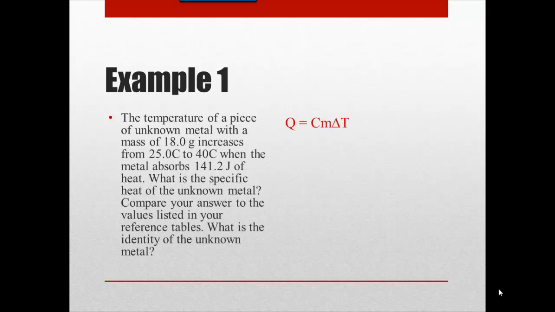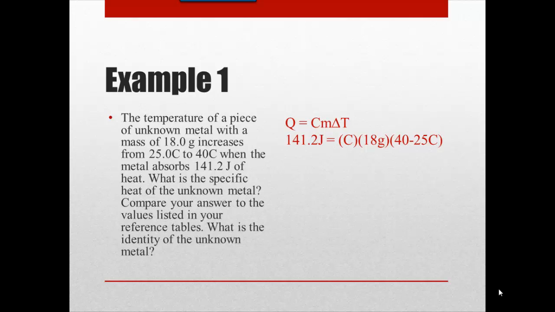So I'm going to use that same equation, Q equals Cm delta T. I can substitute in here. The 141.2 joules is the Q value for heat. Remember, I'm looking for the specific heat C. The mass of the metal is 18 grams, and I know the change in temperature is final minus initial, or 40 minus 25 degrees Celsius.